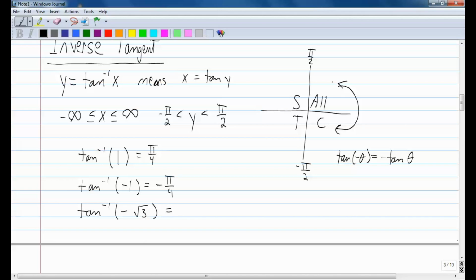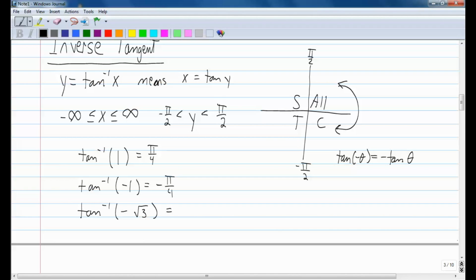If you think about tangent as sine over cosine, then the sine of pi over 6 is 1/2. The cosine of pi over 6 is square root of 3 over 2. If you divide those, you get square root of 3 over 2. Or I'm sorry, square root of 3 over 3. And that's not what we want.